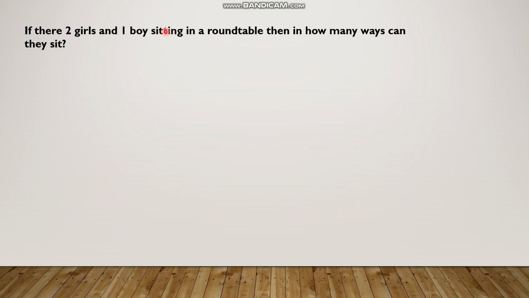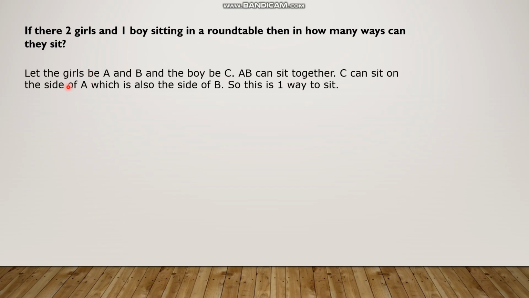If there are two girls and one boy sitting at a round table, then how many ways can they sit? Now, let the girls be A and B, and let the boy be C. Now A and B can sit together. If A and B sit together like this, then C can sit to the side of A, and we know that sitting to the side of A is also sitting to the side of B. So there is only one way they can sit like this.